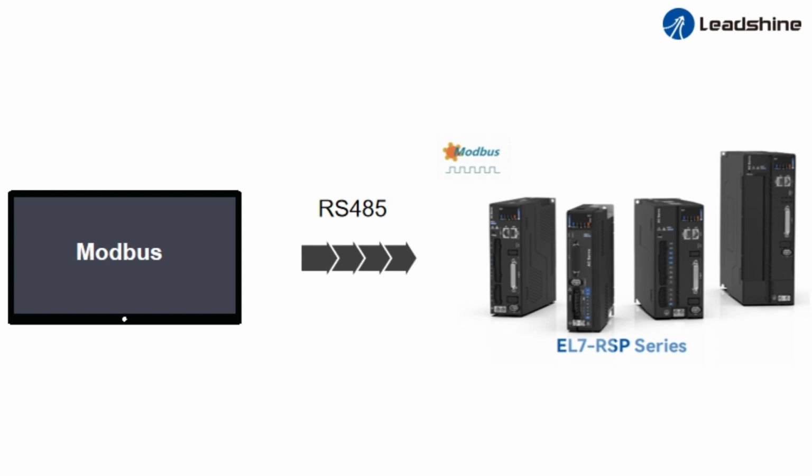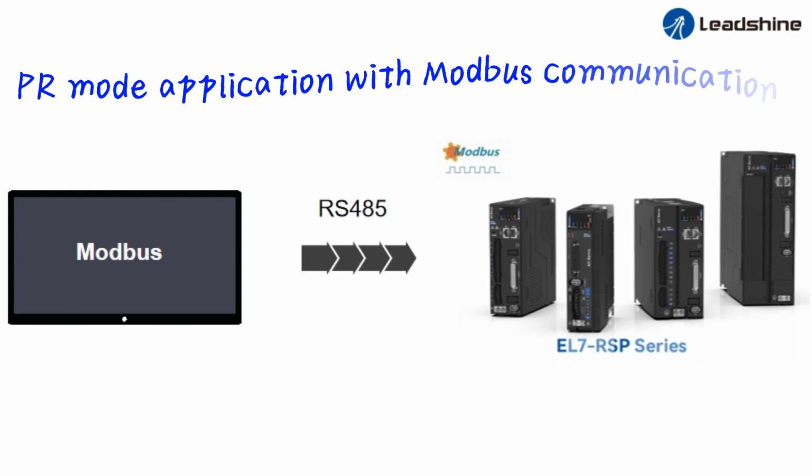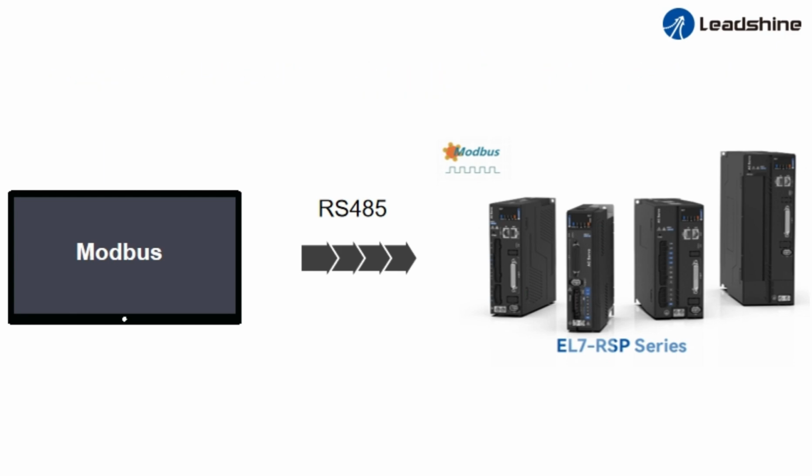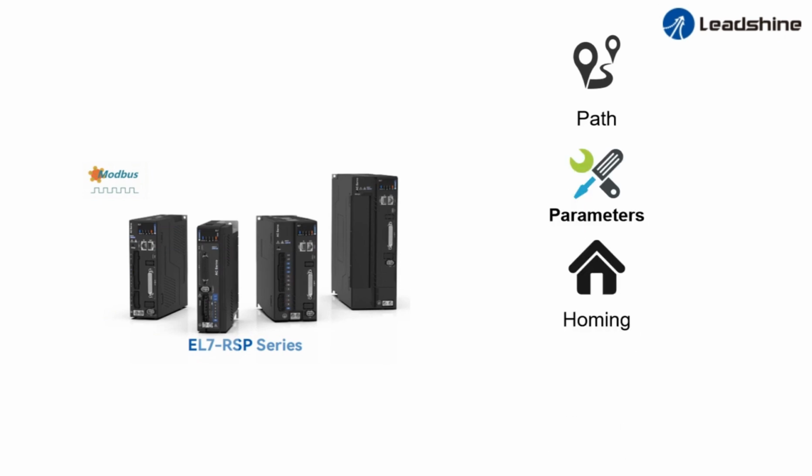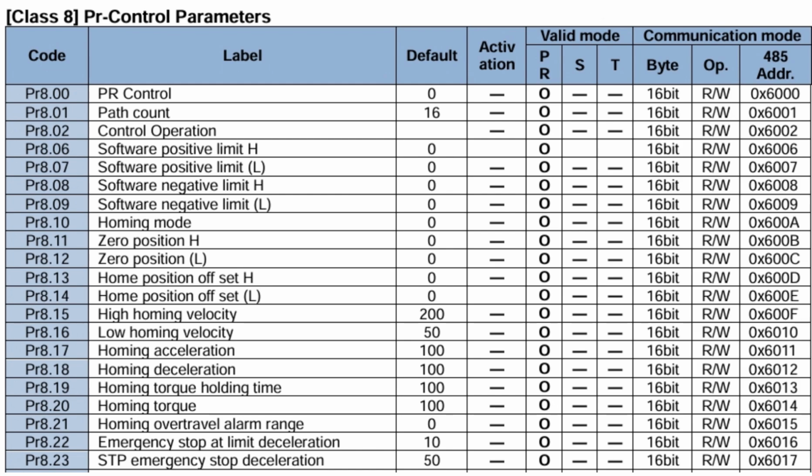In this video, I will show you how to apply the PR mode via Modbus communication. By RS485 we can control the motor to run the paths, modify the path parameters, homing, emergency stop and so on. First we need to know the RS485 addresses for PR mode. We can learn the addresses from the user manual.